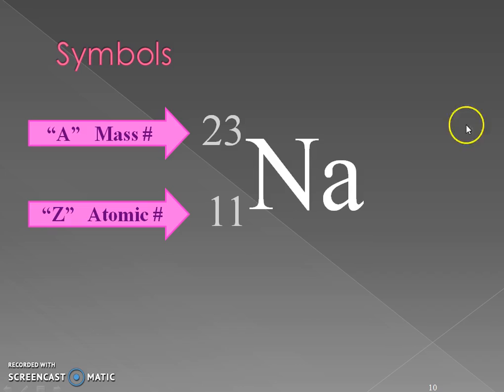So symbols, sometimes you will see the element written like this. We always want to remember it's the A, or the mass number, on top, and the Z, the atomic number, on the bottom. And again, don't drive yourself crazy. We want to remember that the mass number is always going to be your biggest number. So the mass number will always be larger than the atomic number. So you don't really need to memorize what order that is.